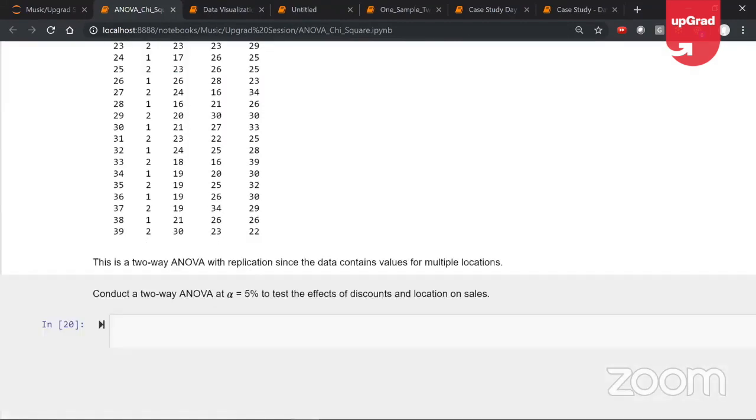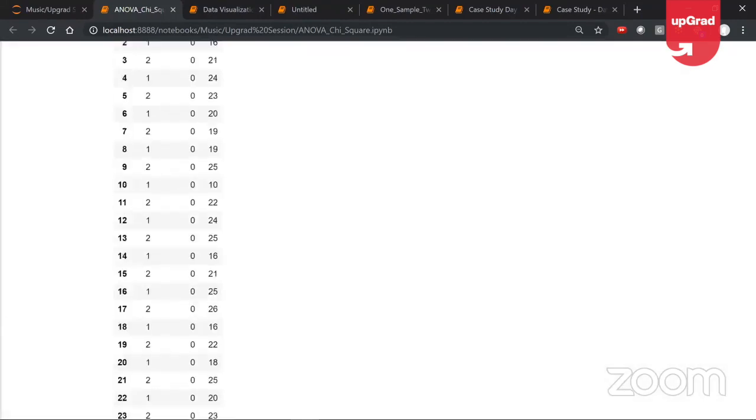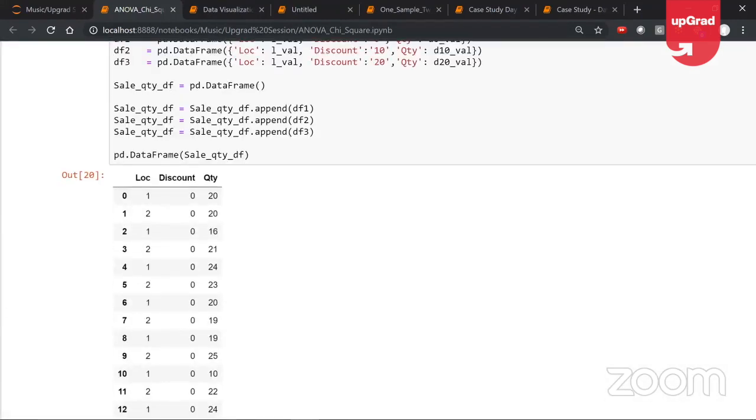Let's say you have this example, location and discount of different, so you're basically looking at quantity of items sold based on location and discount. Very interesting. This is supermarket transaction data, right? So location is location 1, location 2, discount is how much discount you're offering, and quantity is how many items you're actually selling. Simple data frame, right?